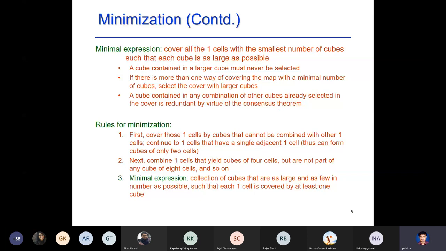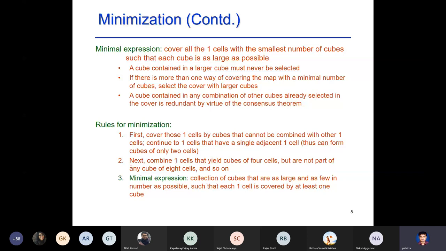First cover those cells that cannot be combined with other cells, so they have a single adjacent cell. Next, first try to form two-sized cubes, then try to combine them to form four-sized cubes. Okay, so this way. I have not given you an algorithm for doing this, because often there is no algorithm, this is just by visualization.